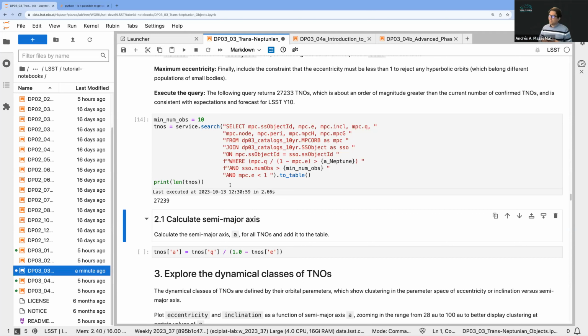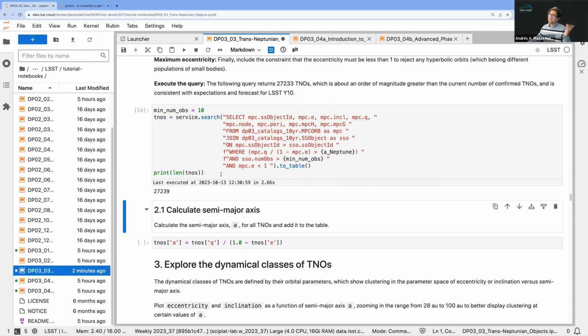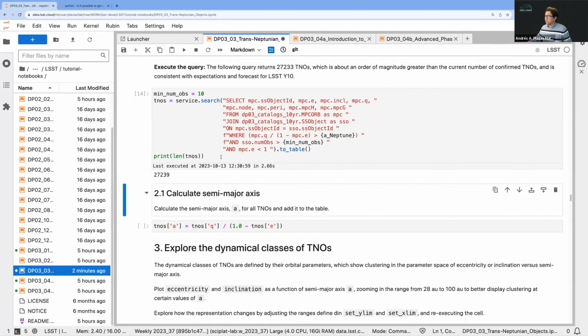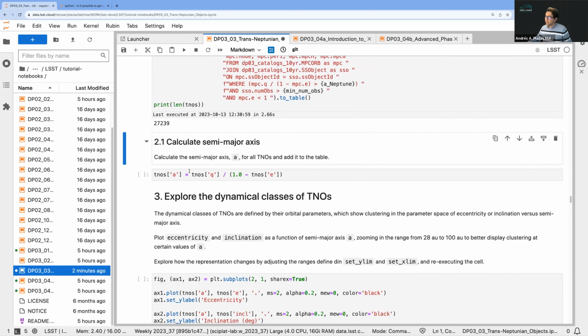Currently, the number of TNOs that we know is about one order of magnitude less, of the order of 4,000 or something like that. This is consistent with what is expected with LSST year 3. Although in some sources in the literature, I think it's quoted a little higher, like about 40,000 TNOs. And I believe that is part of the limitations of the hybrid simulation that is being used for DP0.3. But this looks reasonable, about 28,000 TNOs.